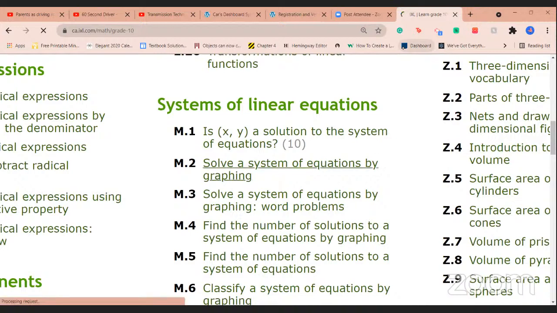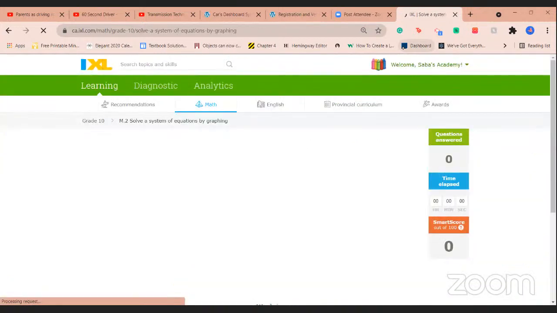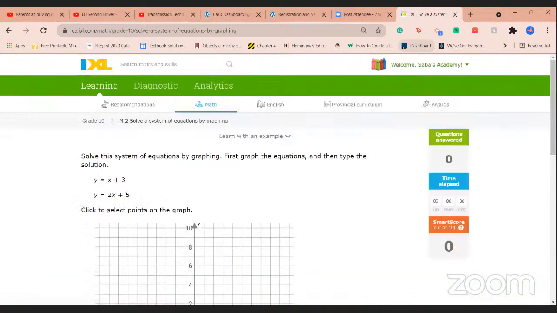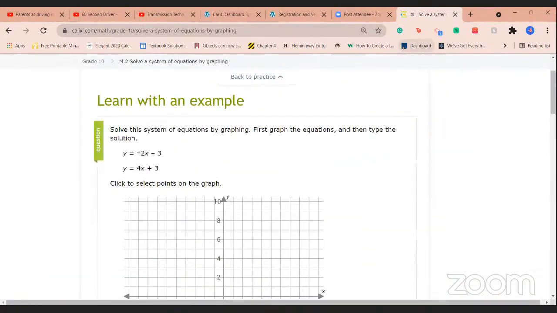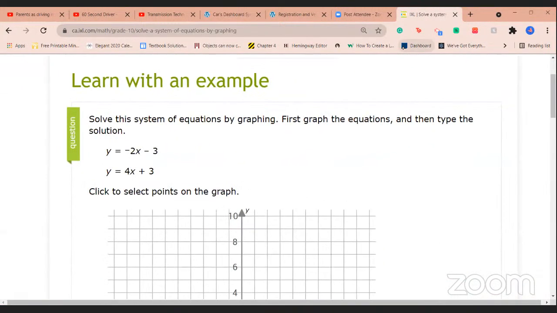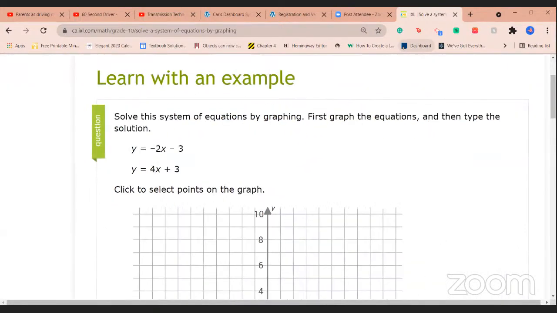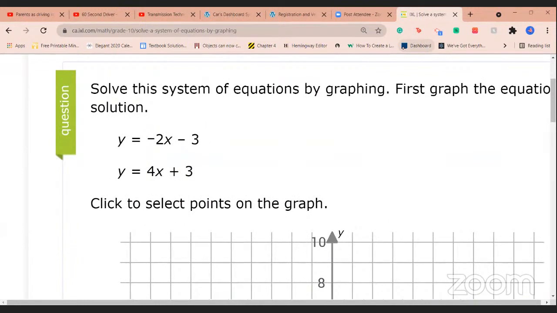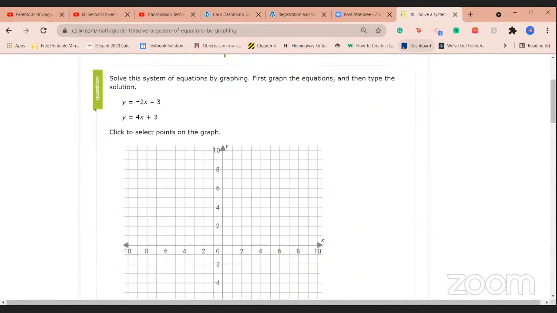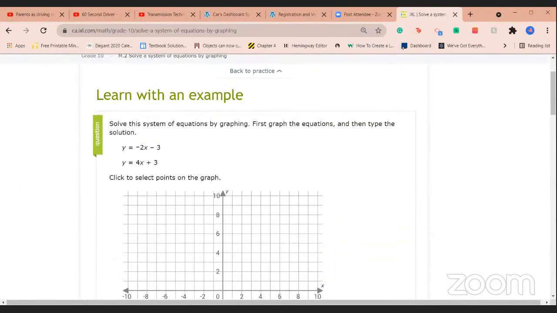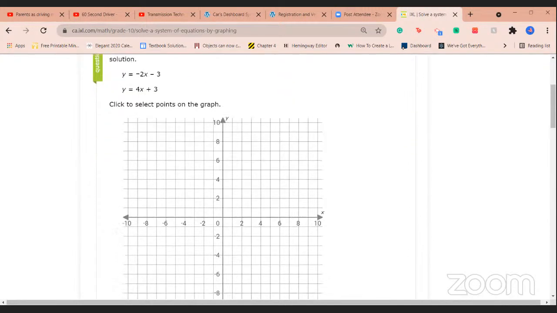Okay, now we're doing M.2. Solve a system of equations by graphing. Learn with an example. Solve the system of equations by graphing. First, graph the equations, then type the solution. This is a little more involved because looking at these two equations, first you have to graph them, and then you have to check if there's a point of intersection. If there's a point of intersection, then that is your solution for the system of equations.